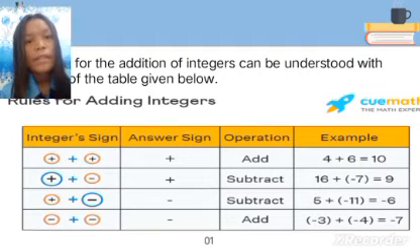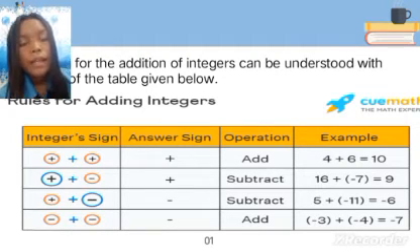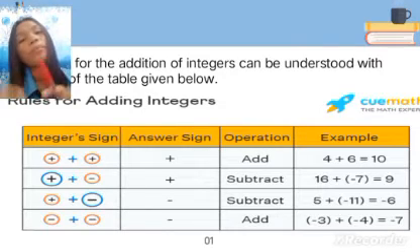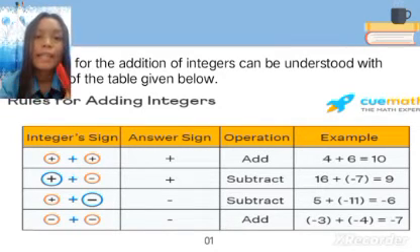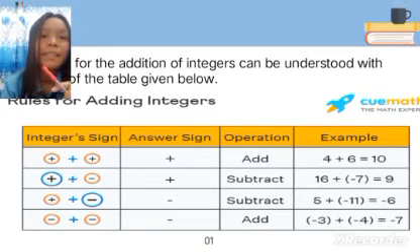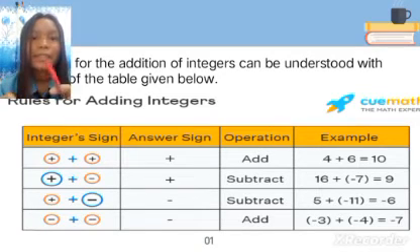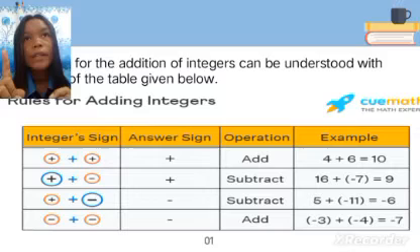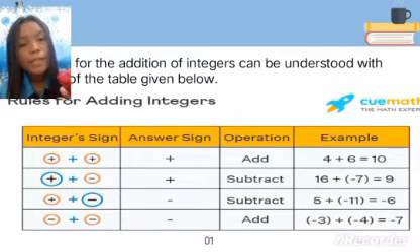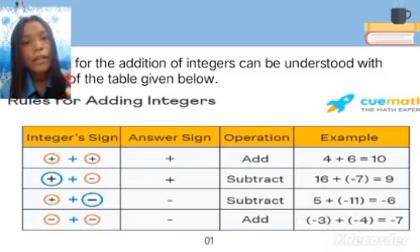Next, the integer sign is positive plus negative. So positive plus negative, combined. A positive is added with a negative. What could be the answer sign? The answer sign is positive, which is the higher value.